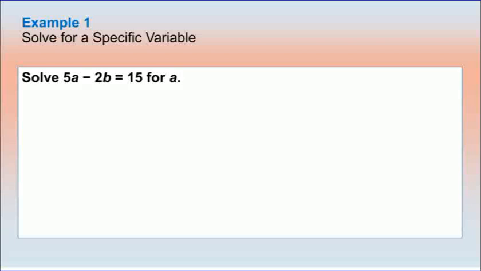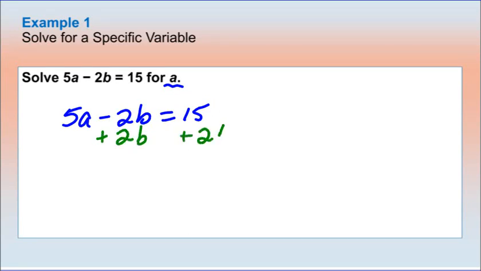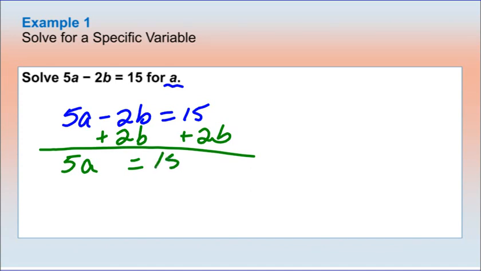So here it says solve for a specific variable. Here they're telling us solve for A. That means I just need to get everything away from A. So 5A minus 2B equals 15. Now I do not need to know what numbers A and B are. I just need to get A by itself. So to get A by itself, I'm going to add 2B to both sides. And now I'm left with 5A on this side. And over on the right-hand side, I cannot add 15 and 2B together because they're not like terms. So I have to keep them separate as 15 plus 2B.